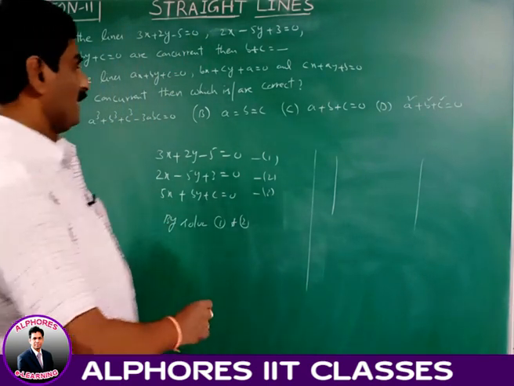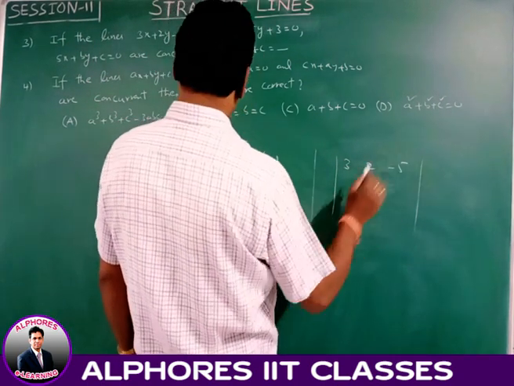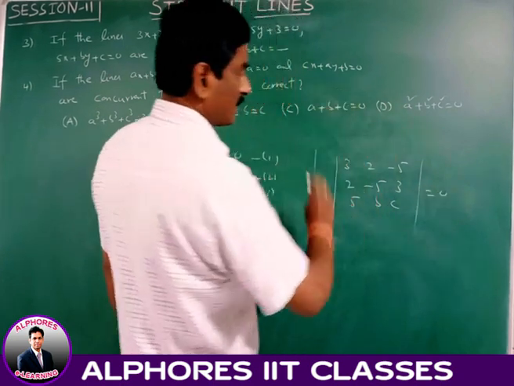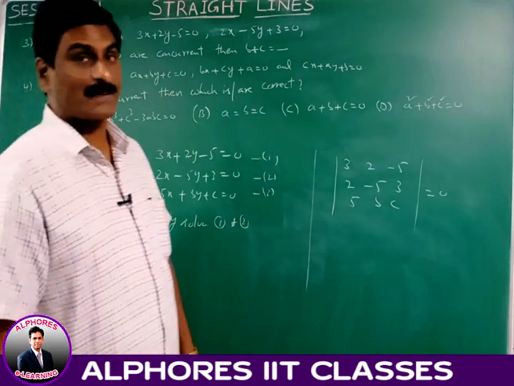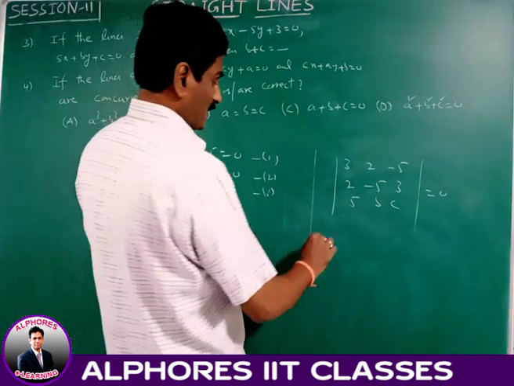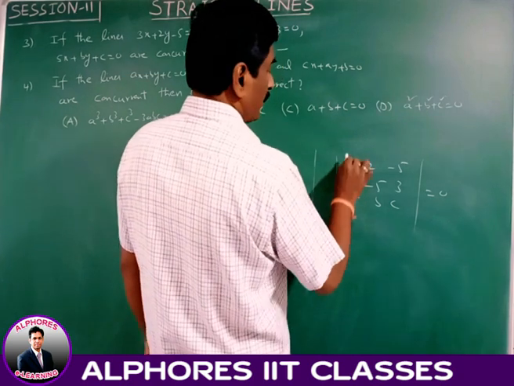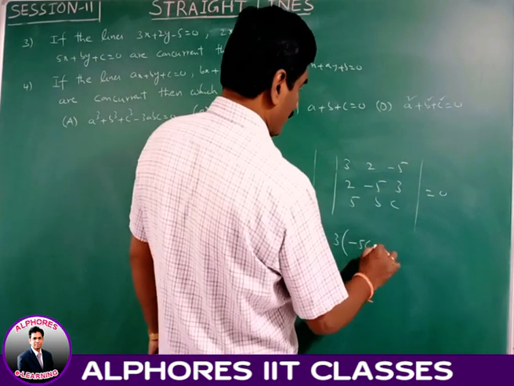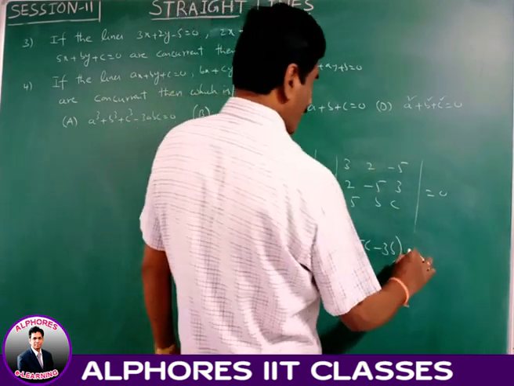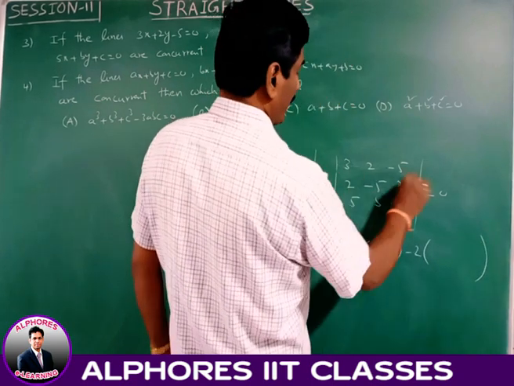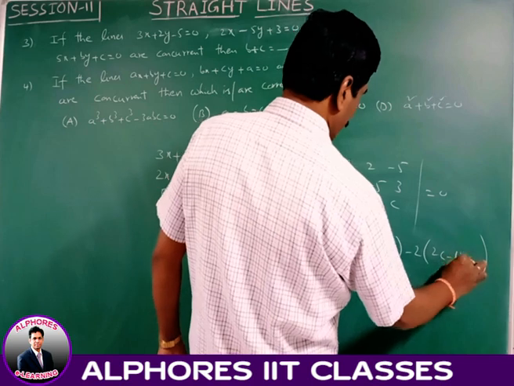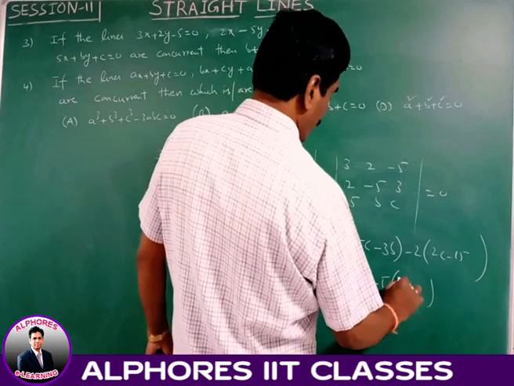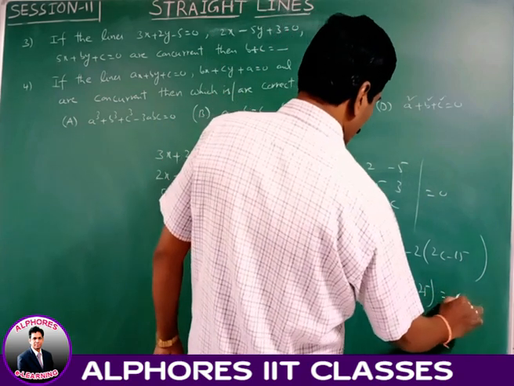Okay, next, the second method: the determinant of 3 2 -5, 2 -5 3, 5 b c is equal to 0. Already we know the expansion of the 3 by 3 determinant. By using that expansion, 3 into, eliminate the corresponding row and column, and the determinant value is -5c - 3b. Next, -2 into, eliminate these two values, ad - bc means 2c - 15. Next, -5 into, eliminate these values, the corresponding value is 2b + 25, equal to 0.